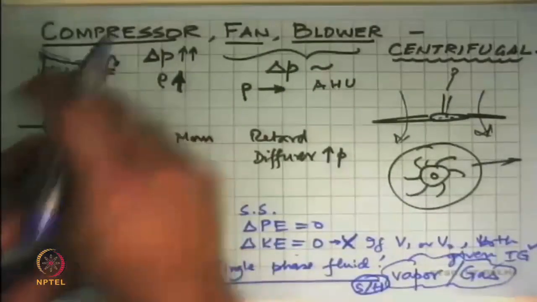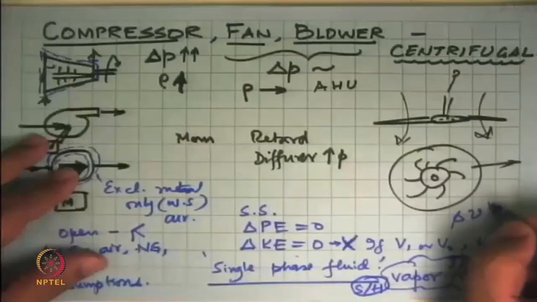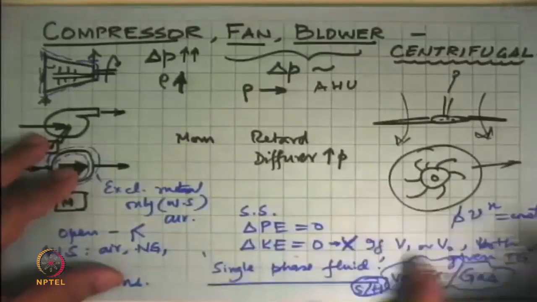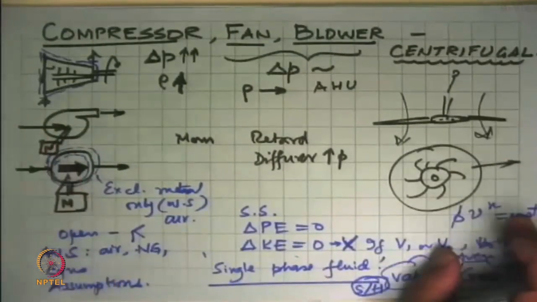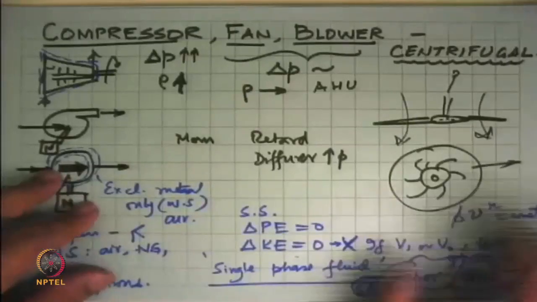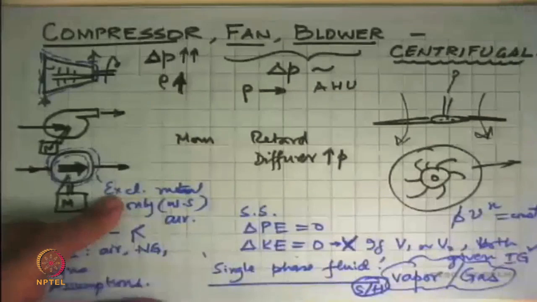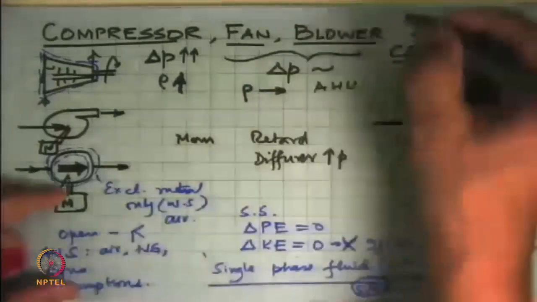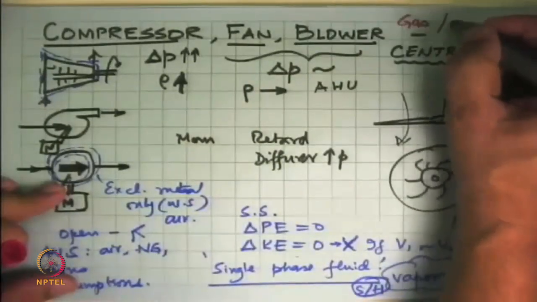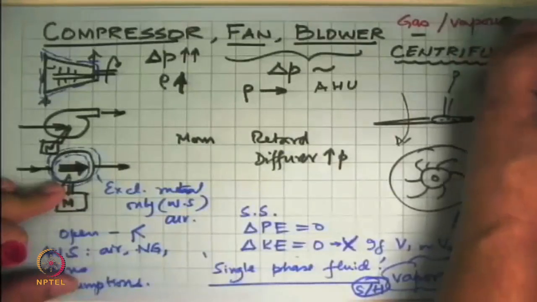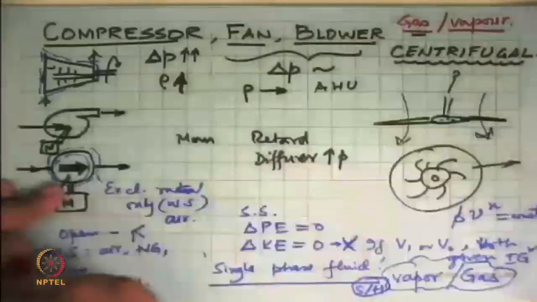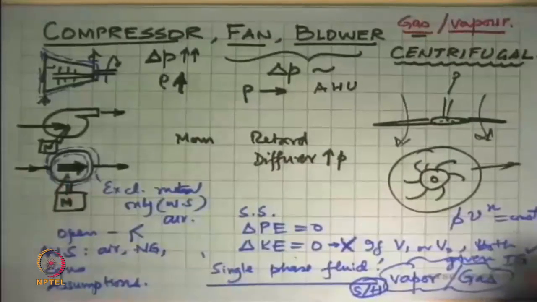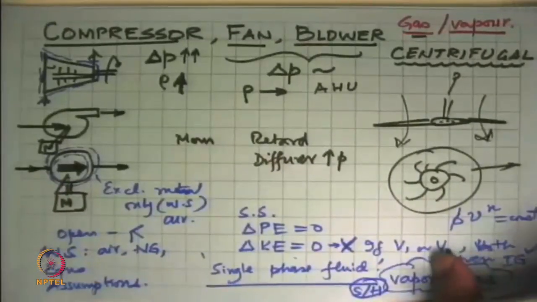Nevertheless, this process can be approximated by PV to the power n equal to constant. If it is PV to the power k equal to constant, we also know additionally that this is a reversible isentropic process and I can use this equation in one. But the important part is that compressors, fans and blowers handle a gas or a vapor and they never handle a liquid, and of course no machine will handle a wet substance.